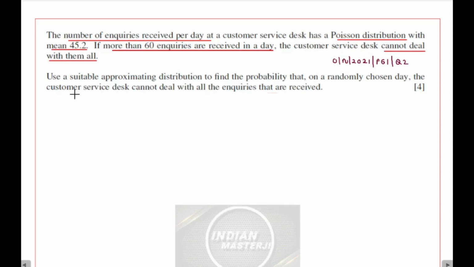Okay, they are saying use a suitable approximating distribution to find the probability that on a randomly chosen day the customer service desk cannot deal with enquiries that are received. So first of all, let's see whether an approximation is required here or not. Let's write down the Poisson distribution. First of all, let's use a variable. Can we say let y be the number of enquiries received per day?